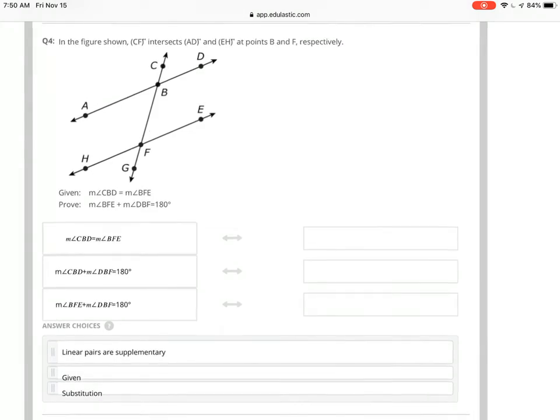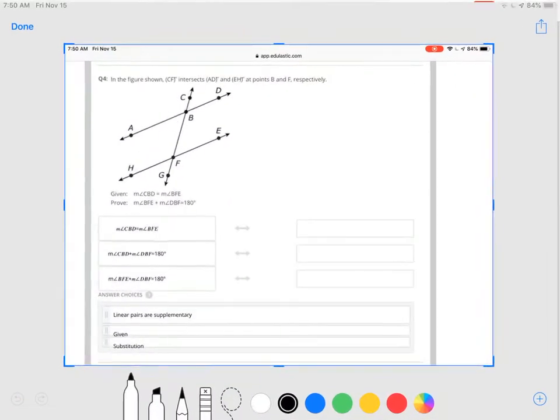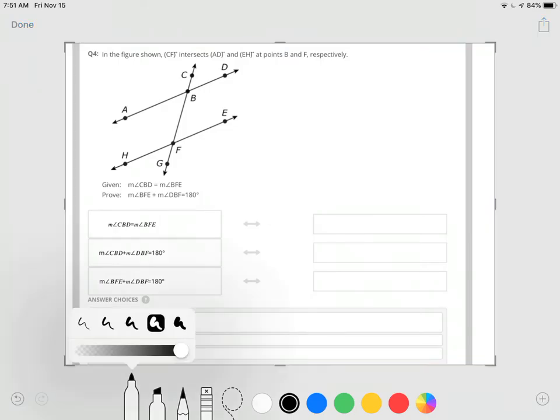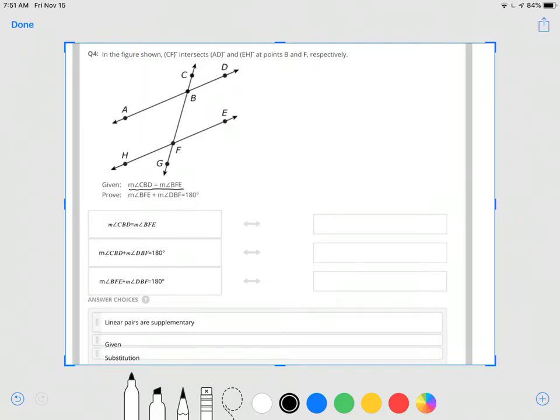Question 4. It says, in the figure shown, line CF intersects AD and EH at points B and F respectively. So this is the same setup as the previous question. And here it says measure of angle CBD is equal to measure of angle BFE. So it starts off exactly the same. So this angle is the same as this one. Here it wants us to prove that measure of angle BFE plus measure of angle DBF is 180.